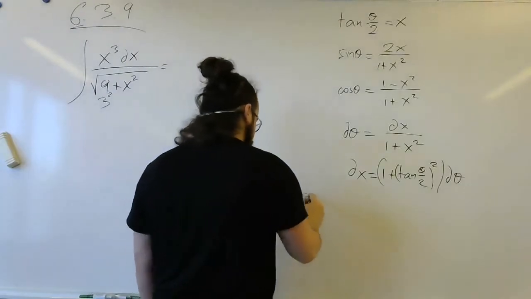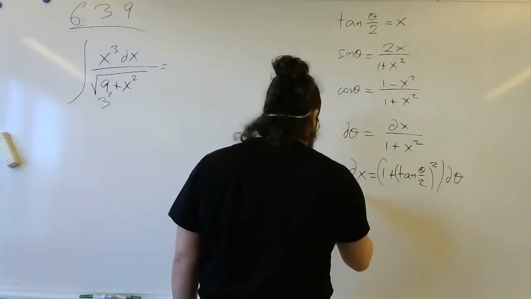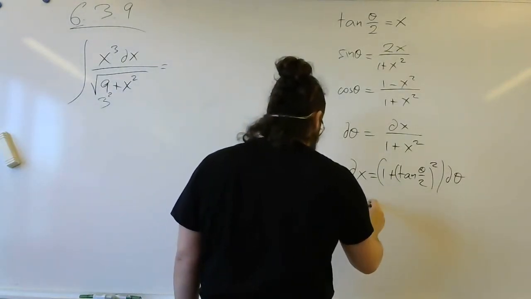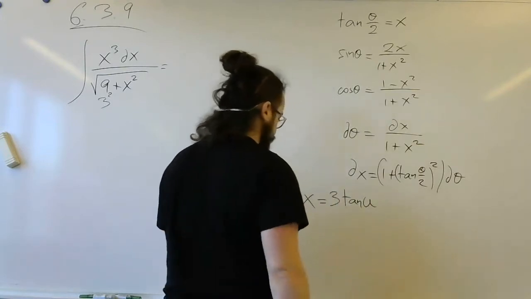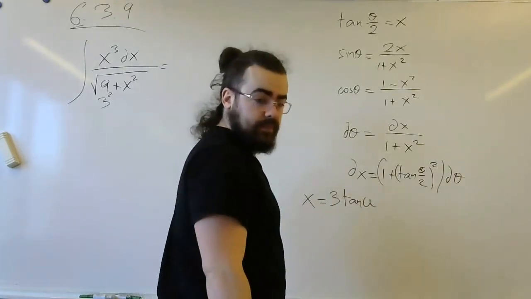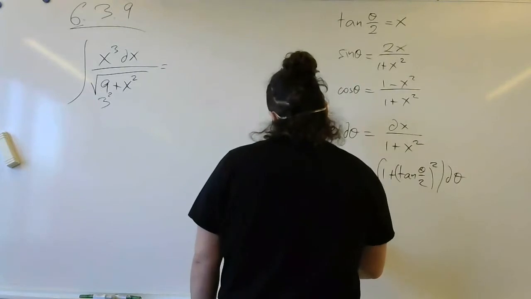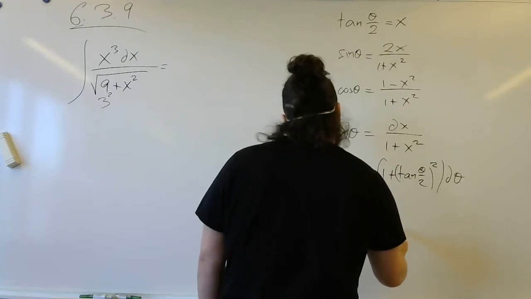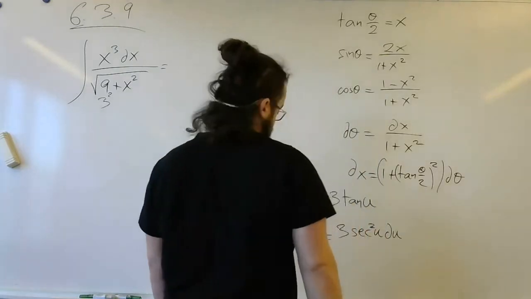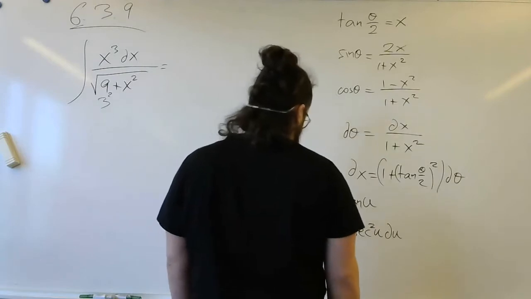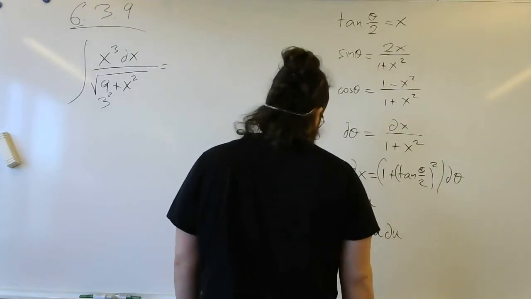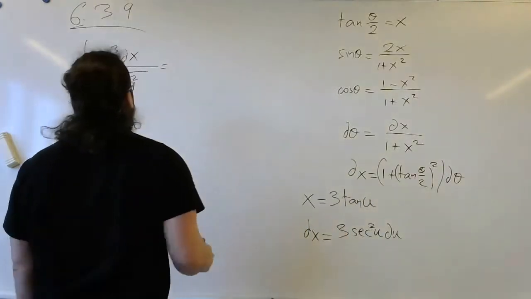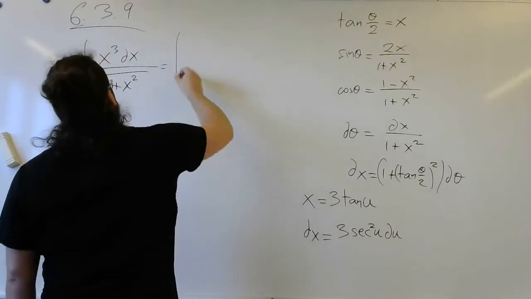If we do x equal 3 tangent of u, just so dx is this thing right here. Oh, good eye, Nikki, really good eye.